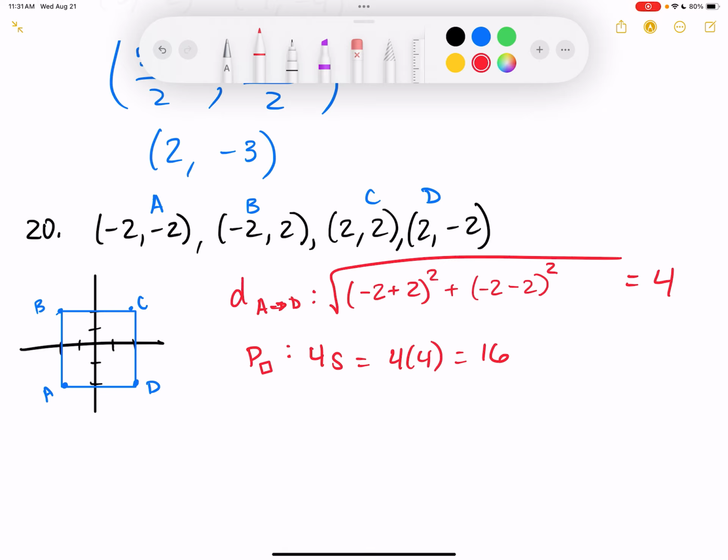What is the area of a square? Side times side. Yep. Side squared, which is 4 squared. So this one happens to be that they both come out to be the same. Obviously, that doesn't always happen.